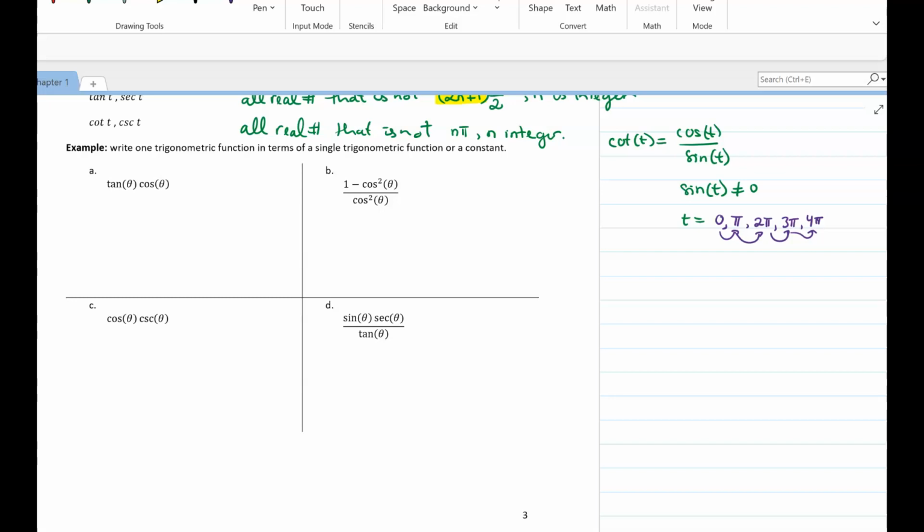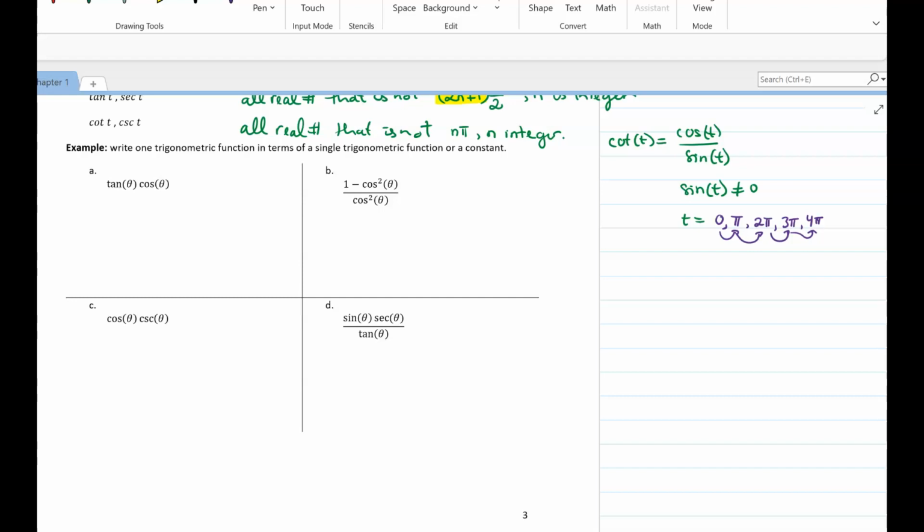Now that we learned some of the fundamental trigonometric identities, let's see what we can do with them. Similar to algebra, the first thing we want to do is see if we can simplify an expression. Write one trigonometric function in terms of a single trigonometric function or a constant. So we want to simplify the expression.